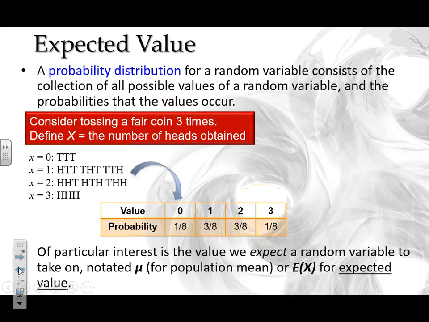Expected value. When we look at a random variable, what we want to know in most cases is what we can expect to happen if we were to create a random phenomenon over and over and over again. What's going to happen in the long run, or what can we expect to see? Okay? So, we expect a random variable to take on a certain value. If I were to flip a coin 3 times, over and over and over again, how many heads should I expect to obtain?